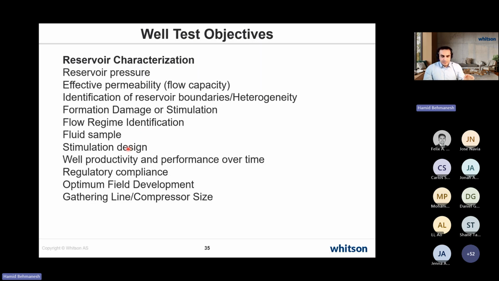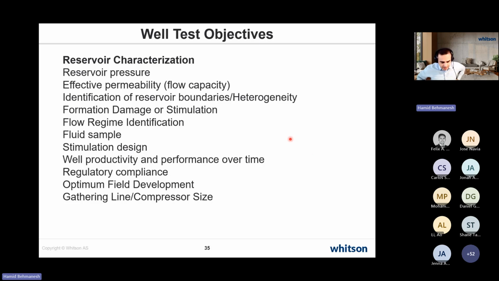The stimulation design: you have a vertical well and the skin is 5, plus 5, indicating there's damage. Now you're going to do some stimulation. You want to see how much acid you need to inject so you can improve the permeability nearby. And also we develop productivity and performance over time.